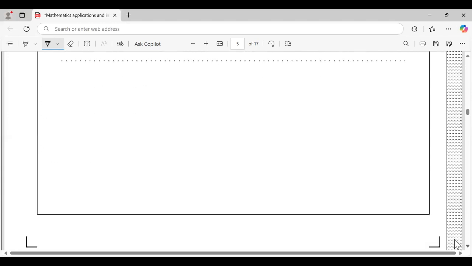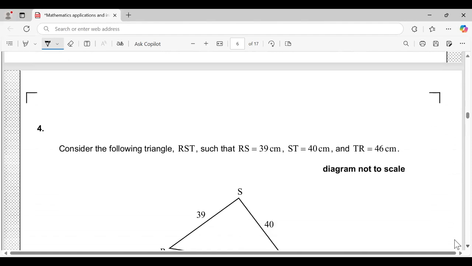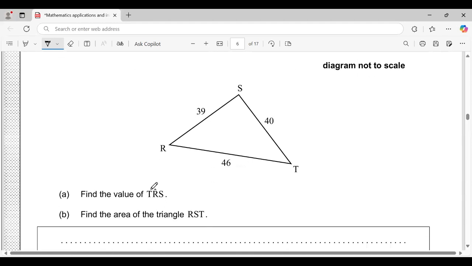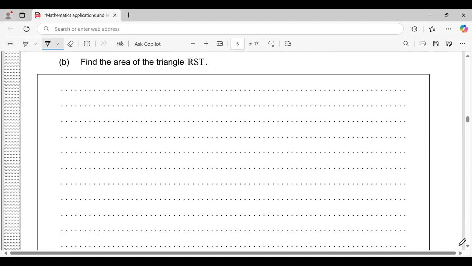Number 4. Consider the following triangle RST, such that RS is 39, ST is 40 centimeters, and TR is 46. Find the value of angle TRS.